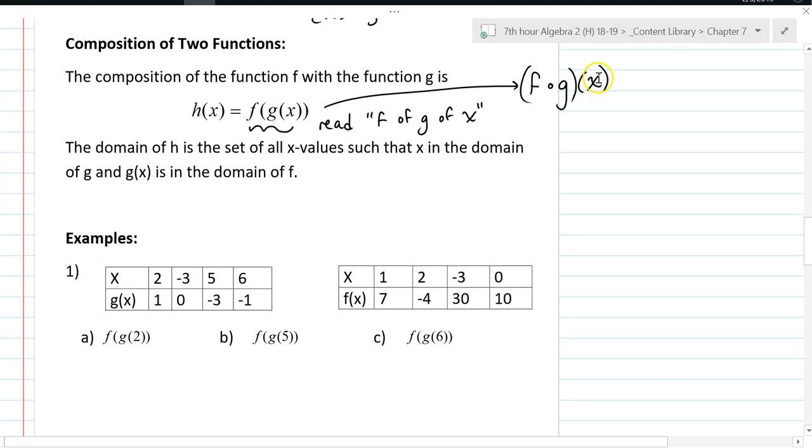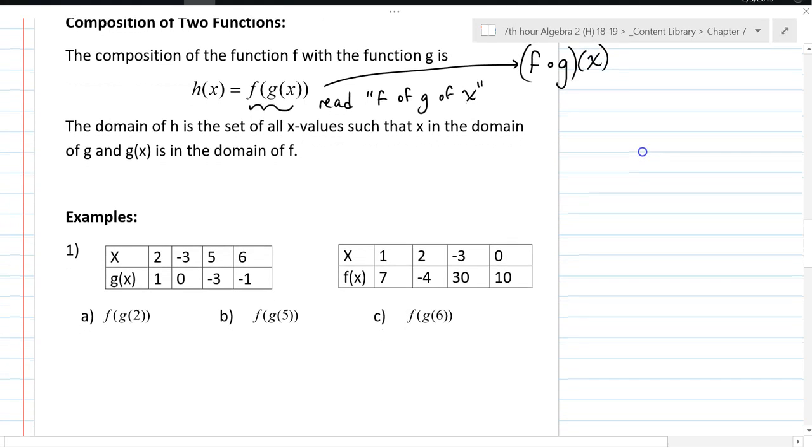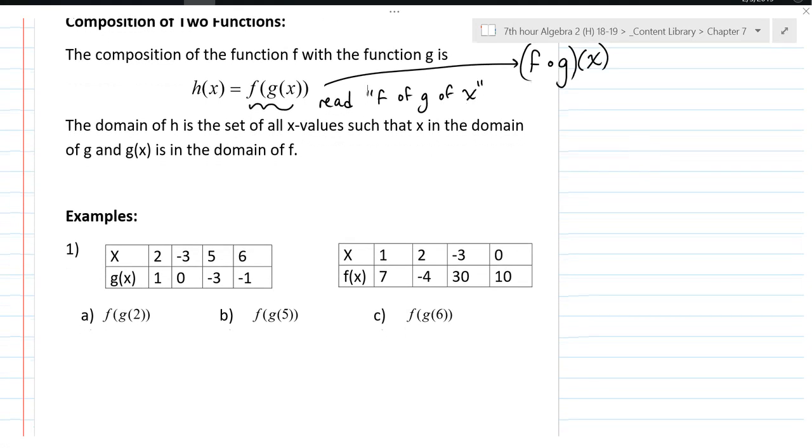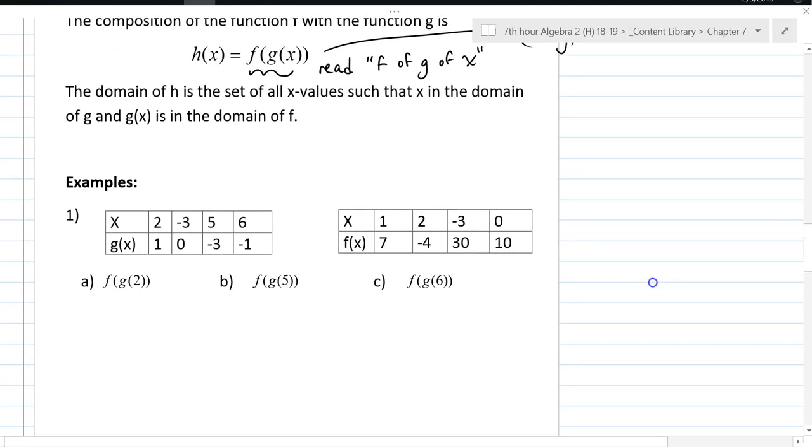So when we do a composition, it's an operation that we do with two functions, and the range of one function becomes the domain of another function. So the domain of the new composition is the set of all x values such that x is in the domain of g and g of x is in the domain of f.